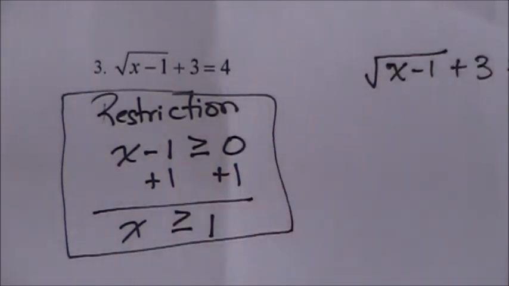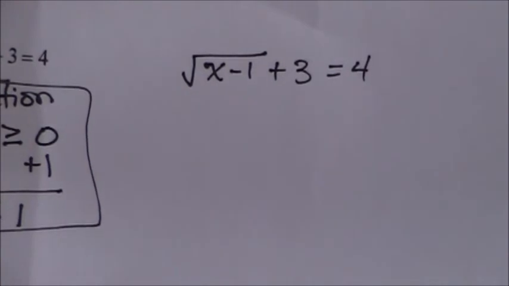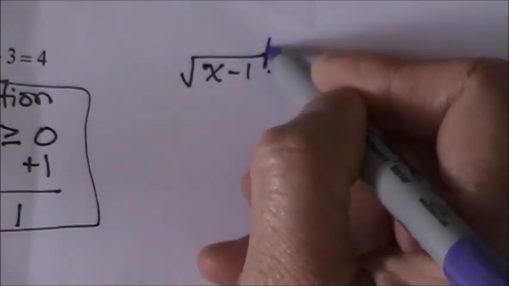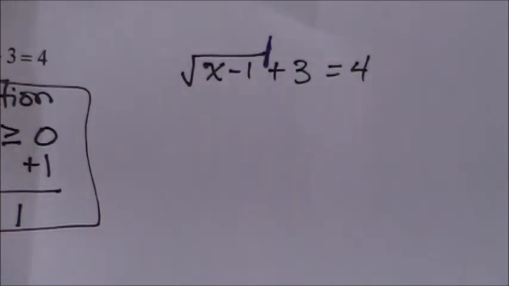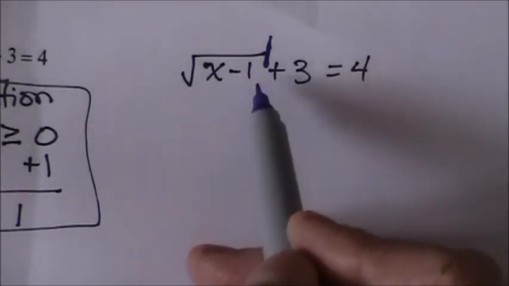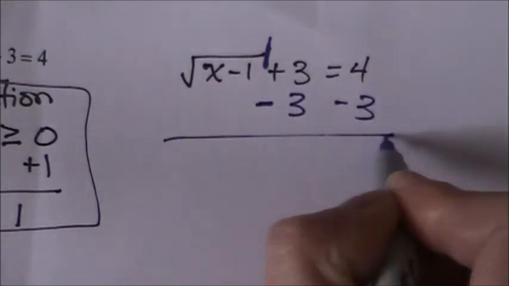Now recall, I said when we started a radical unit that the radical sign had to go to the end of what was under the radical sign and then stop. So in this case, that radical sign stops right here, which means that the 1 is under the radical sign, but the 3 is not. So before we can square both sides to get rid of the radical, we need to move this 3. Opposite of adding is to subtract. So we're going to subtract 3 from both sides.